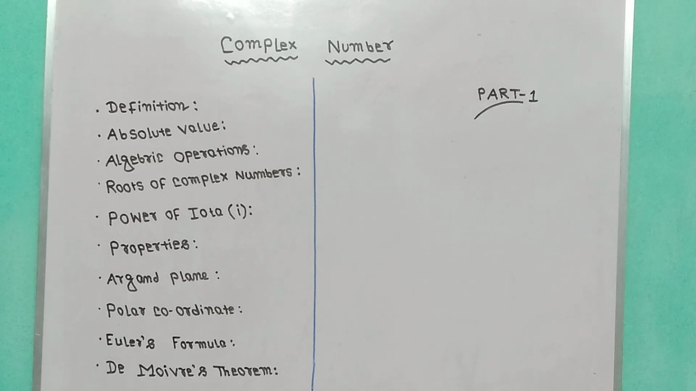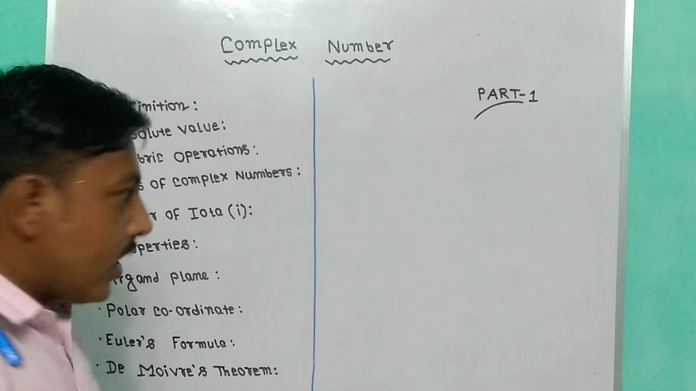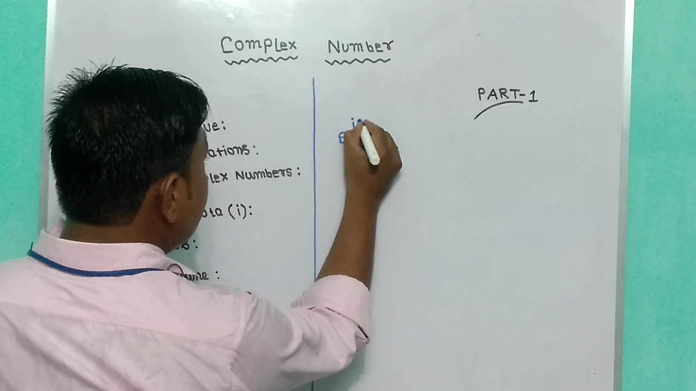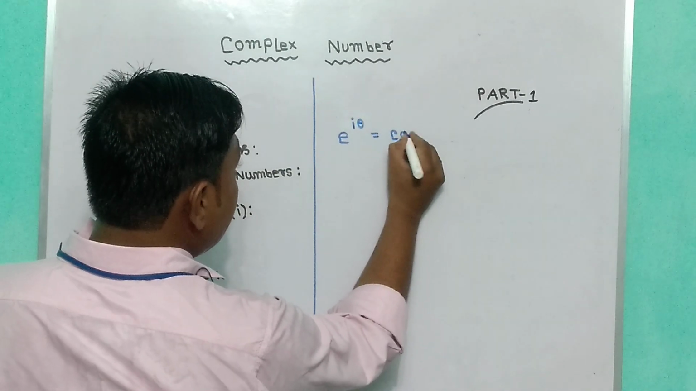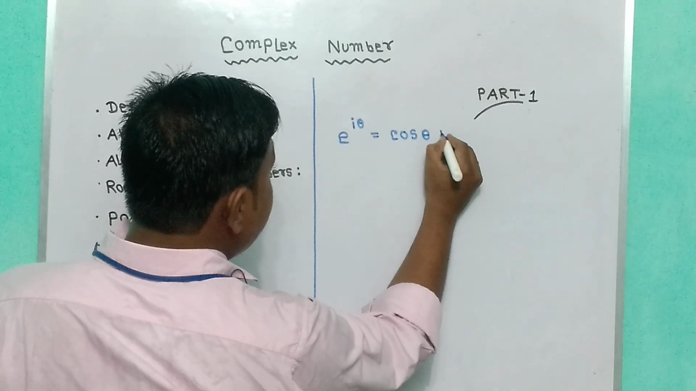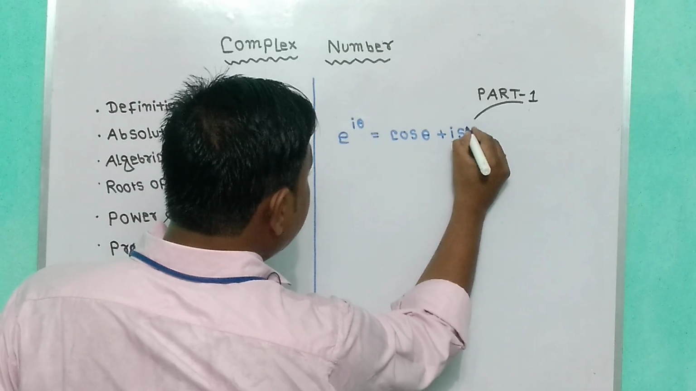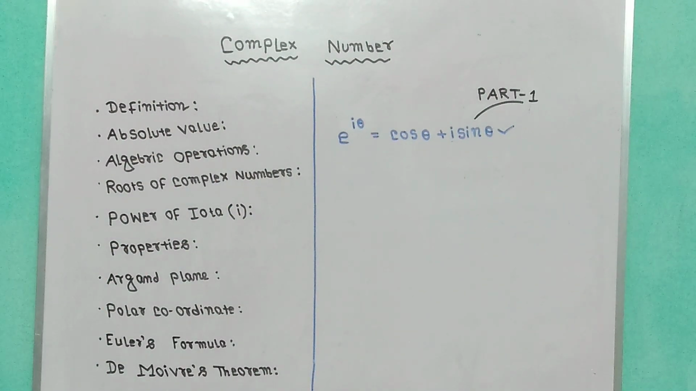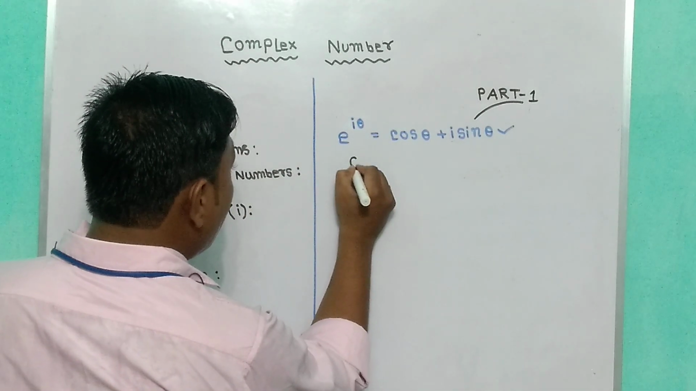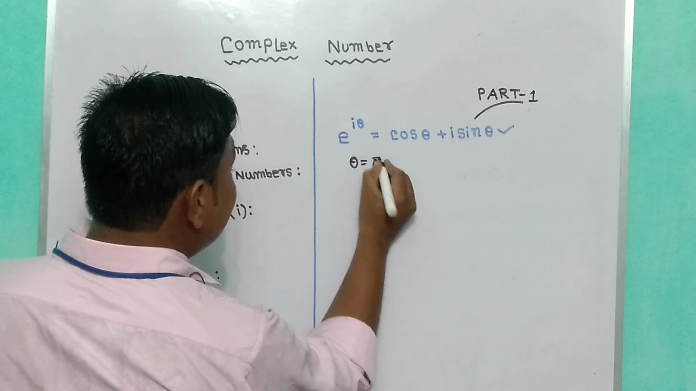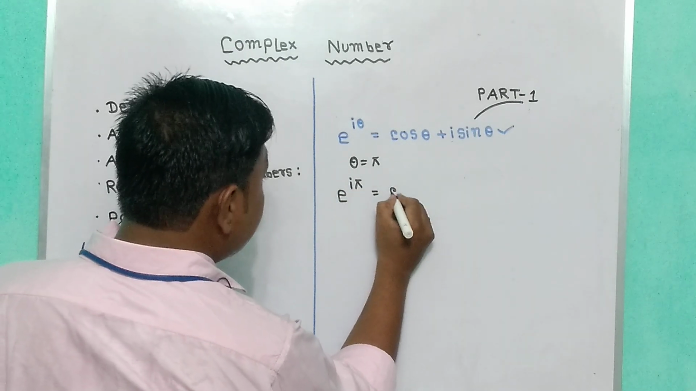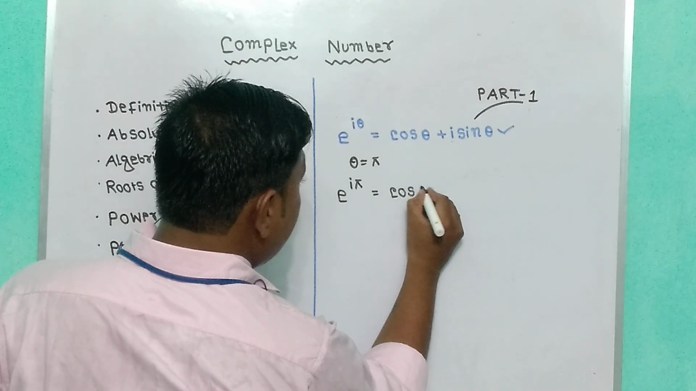Next is Euler's formula. So what is Euler's formula? Suppose e to the power i theta equals cos theta plus i sin theta. This is Euler's formula. Now I am going to tell you what is Euler's identity. If we put theta equals pi, we will get e to the power i pi, that means cos pi plus i sin pi.